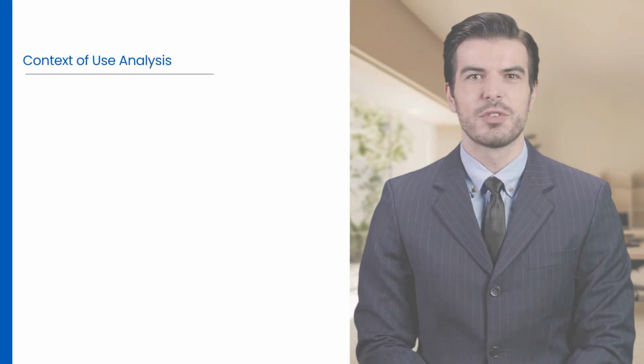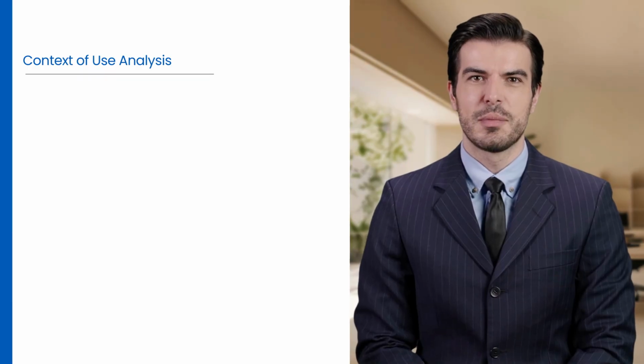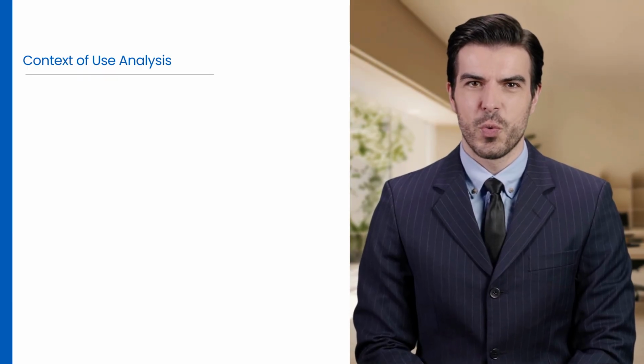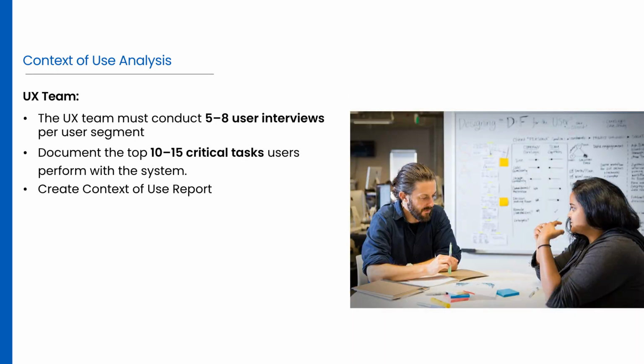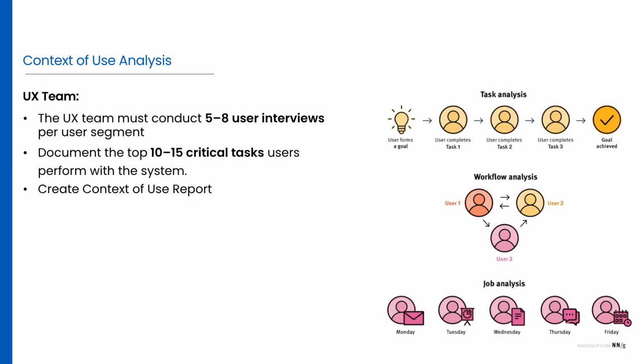In the context of use analysis phase, both the UX team and the software team must follow strict requirements before any design or development begins. The UX team must conduct 5 to 8 user interviews per segment to understand user behavior and goals. They must also perform at least 3 contextual observations in real working environments. UX researchers have to identify and document the 10 to 15 most critical user tasks.